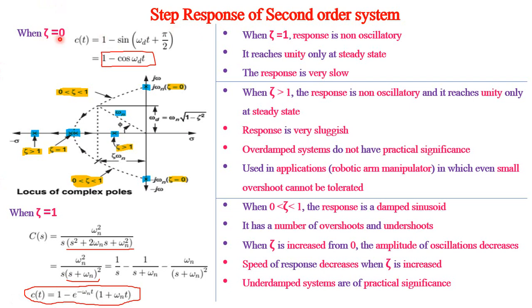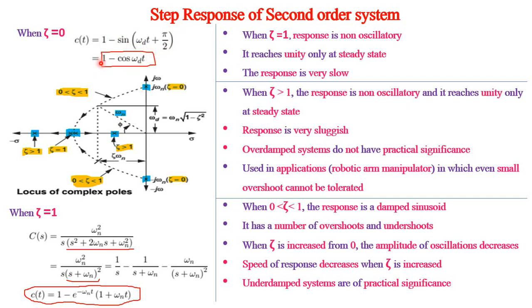See, when the damping ratio is 0, C of t is 1 minus e to the power of minus zeta omega n t into 1 by root of 1 minus zeta square into sine of omega d t plus phi. So this phi becomes tan inverse of root of 1 minus zeta square by zeta. So tan inverse of infinity is pi by 2. So the e power minus zeta omega n t by root of 1 minus zeta square is simply 1, into sine of omega d t plus pi by 2. So sine of omega d t plus pi by 2 is cos omega d t. So 1 minus cos omega d t.